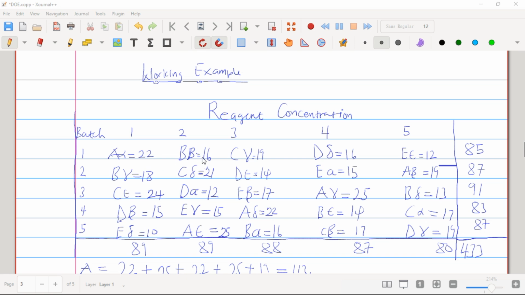So 22 plus 16 plus 19 plus 16 plus 12, we are going to get 85. 18 plus 21 plus 14 plus 15 plus 10, we are going to get 87. And then 24 plus 12 plus 17 plus 25 plus 30, which is 91. And then the rest, right? I want to just add all the rows as you can see here.